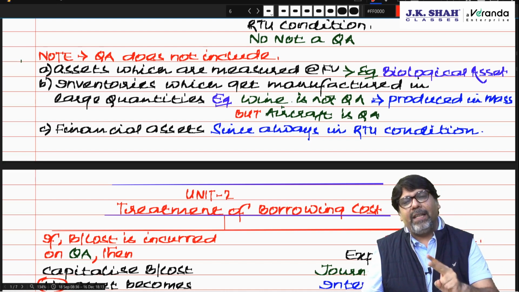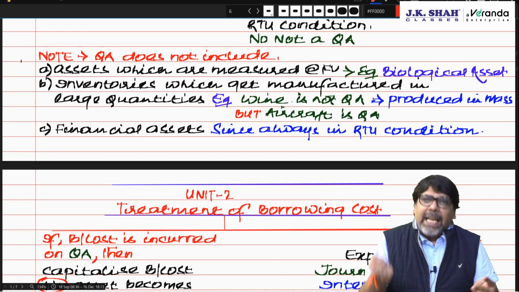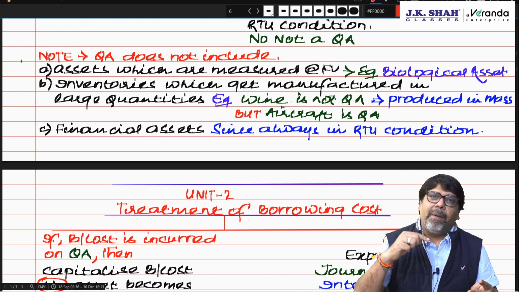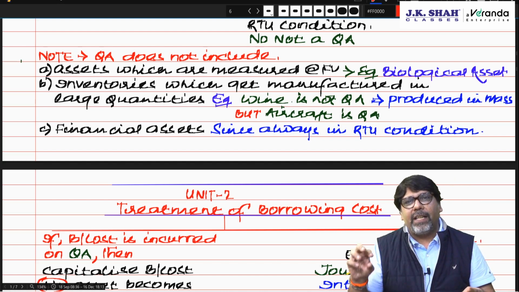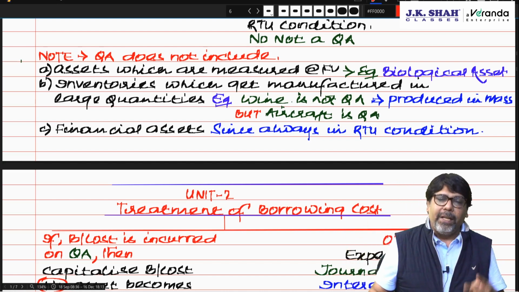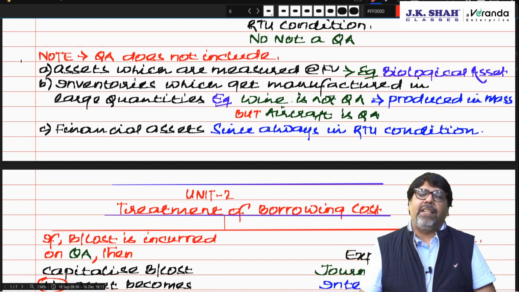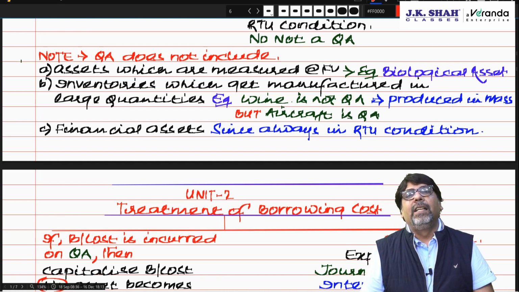Number two, inventories which are measured, which are produced in masses or in batches. But it considers those inventories which are manufactured on individual basis. That means you can allocate the cost of interest to one particular unit of inventory. Third, financial assets will never be considered as qualifying assets.